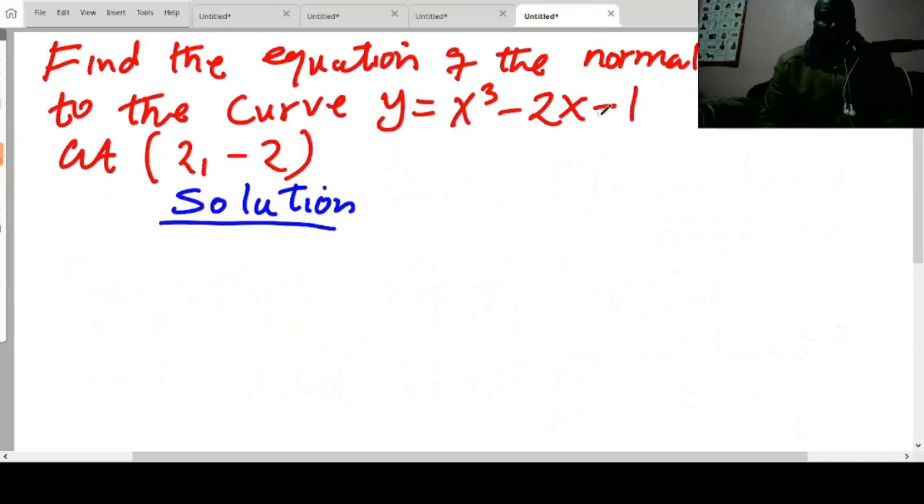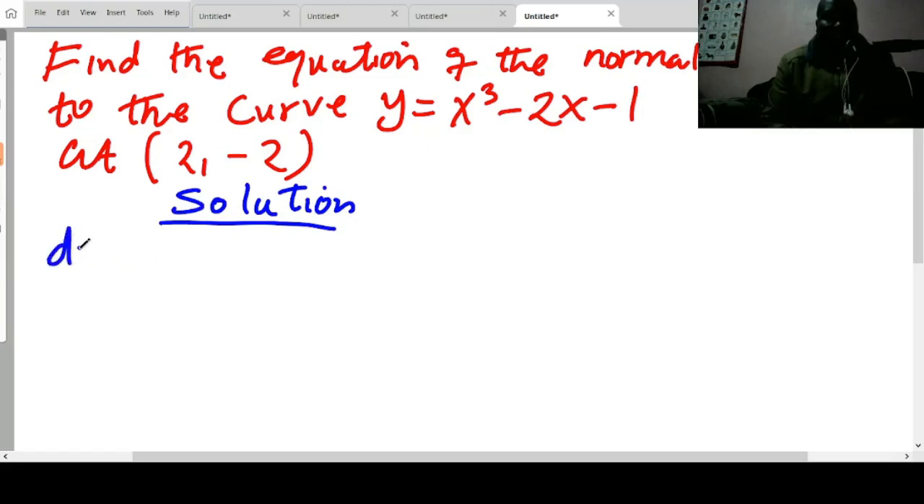Find the equation of the normal to the curve y is equal to x cubed minus 2x minus 1 at the point (2, -2). So that is the point. Now remember, this one is a 3 marks question. Rule number 1, you need to get the gradient of the tangent. And you should remember that the tangent and the normal are perpendicular. Now that is the knowledge. Now see the way we are going to do it. So first, let us get the gradient function.